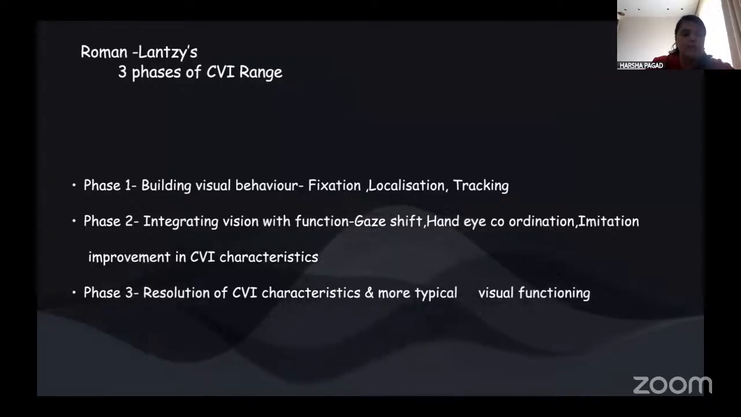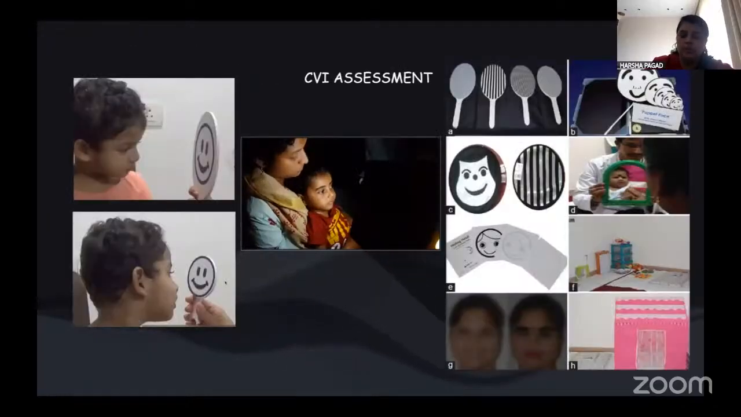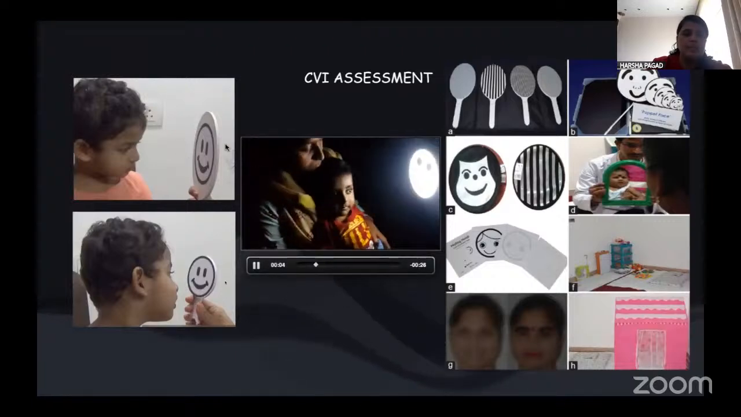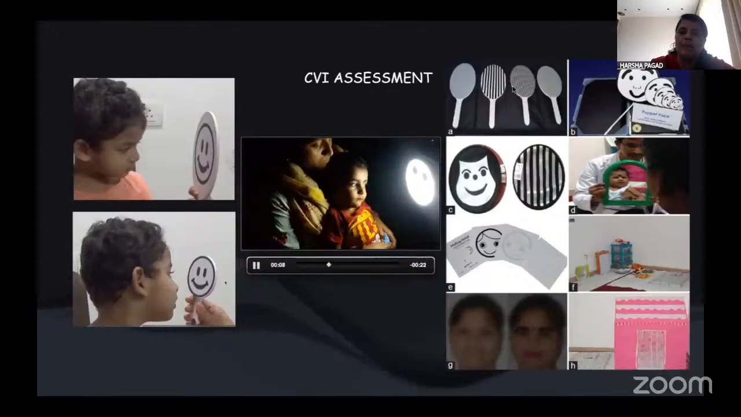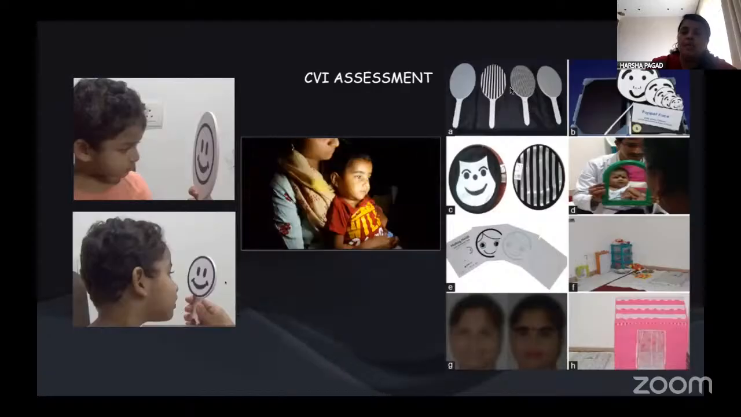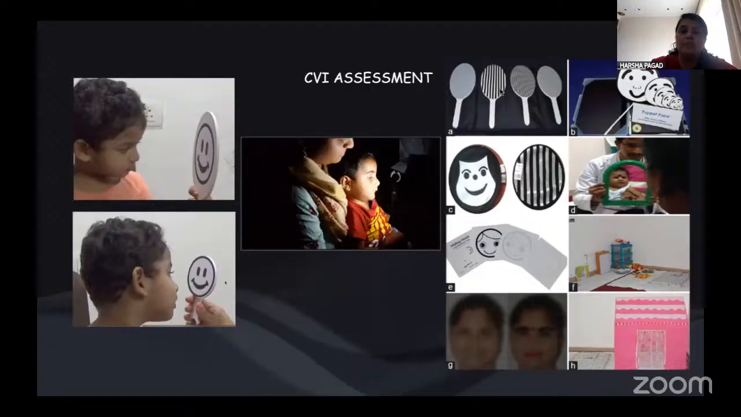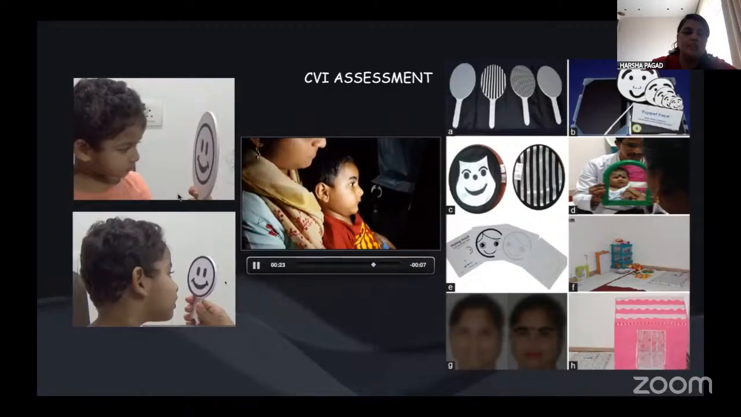In phase three, it is resolution of CBI characteristics, and we are paying more attention to the typical visual functioning. So how are we doing it? This is how we do the assessment with the help of what are called puppet faces, or we have something called Lea paddles, with the help of which we try and assess the smallest line which the child can see, or at what is the maximum distance the child can see.